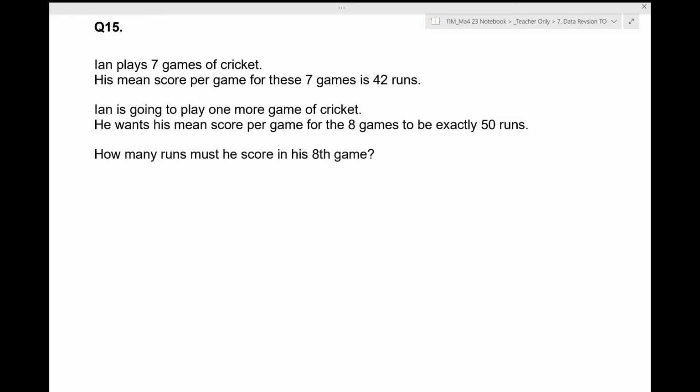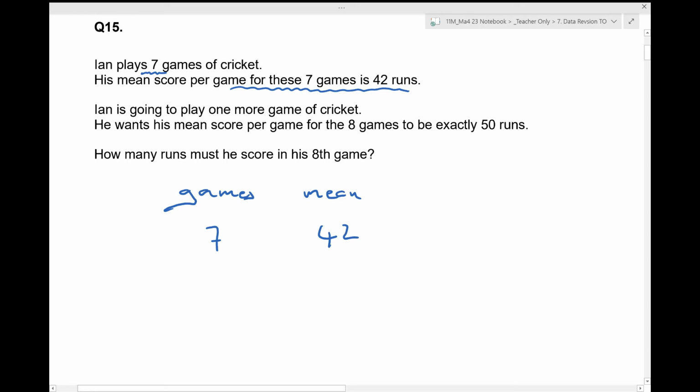Question 15. Ian plays 7 games of cricket, and his mean score for these 7 games is 42 runs. So, games 7, mean 42. Ian is going to play 1 more game of cricket, and he wants his mean score for the 8 games to be exactly 50. 8 games, he wants a mean of 50. How many runs must he score in his 8th game?